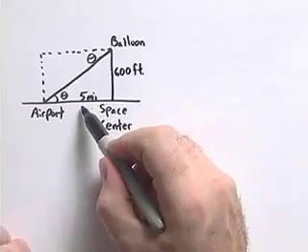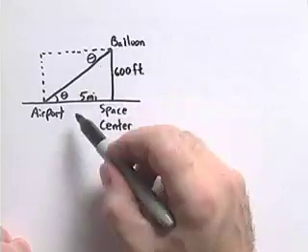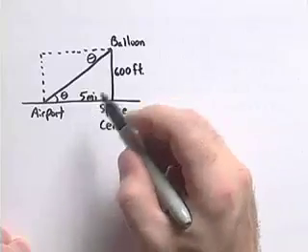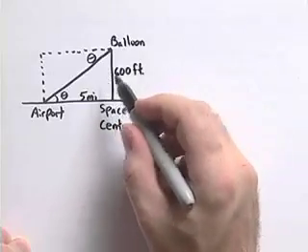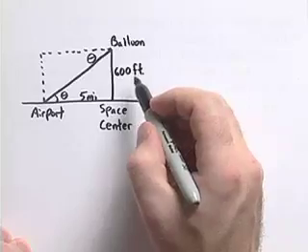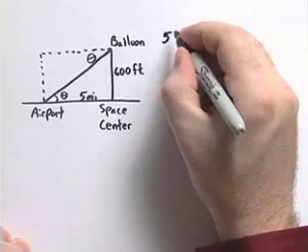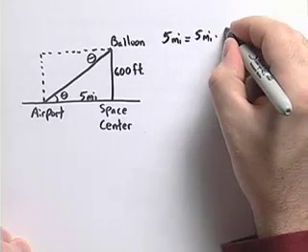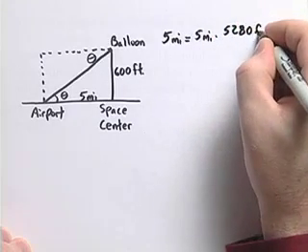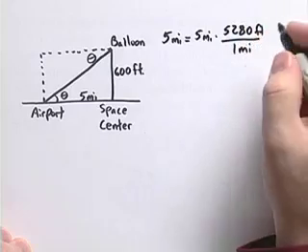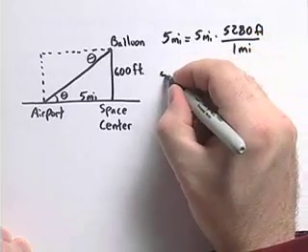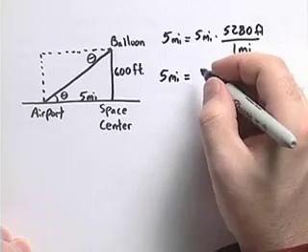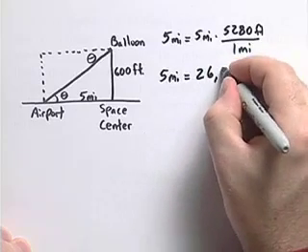Now we notice that one of our units is miles and the other is feet. In order to work this problem, we need to have our units be the same. So we're going to convert the 5 miles into feet. 5 miles we can write as 5 miles times 5,280 feet in 1 mile, and here the miles will cancel. We'll get that 5 miles is equivalent to 26,400 feet. Now that we have the same units, we can go ahead and continue with our problem.